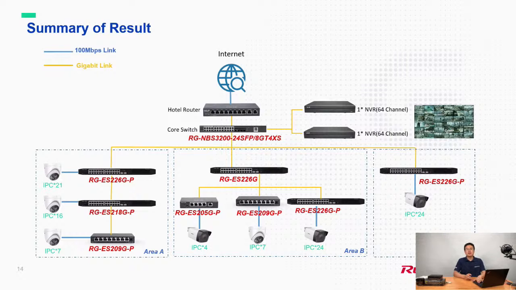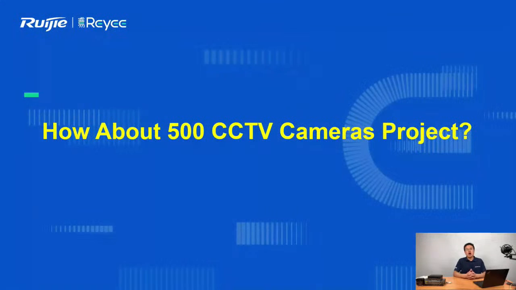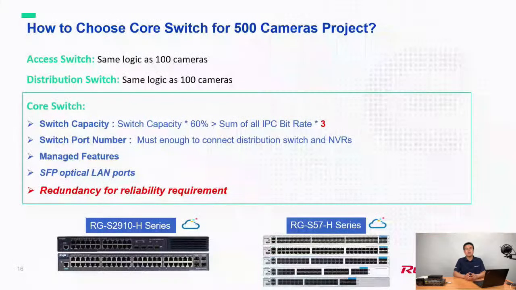Okay. Next, how about this? Just as we discussed the 100 cameras project, how about the 500 CCTV cameras project? How to choose the switch? For the access switch and the distribution switch, we use the same logic as the 100 cameras project. The key choosing of switch in this large project is the core switch choosing.